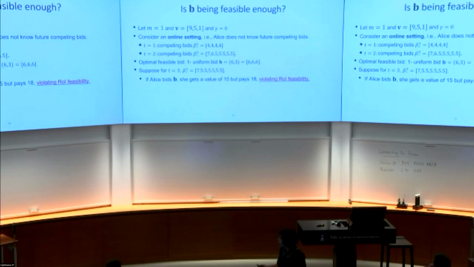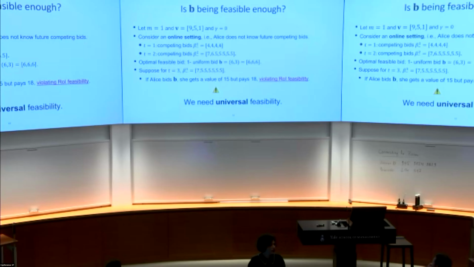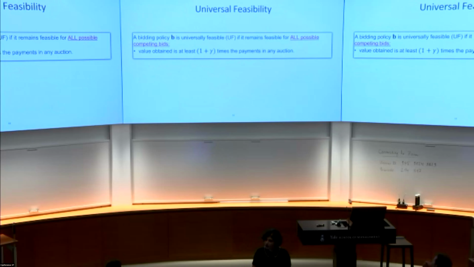But I'm trying to argue that instead of B being feasible, I want B to be universal. Which means that irrespective of what Bob is submitting, I just want to make sure that Alice's bidding policy satisfies her ROI constraint. And that's what I mean by a universally feasible policy. Let me pause here to see if this definition is clear.